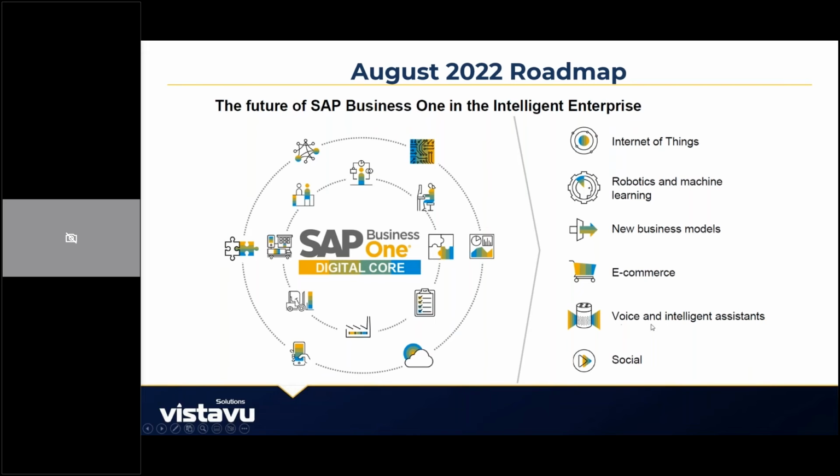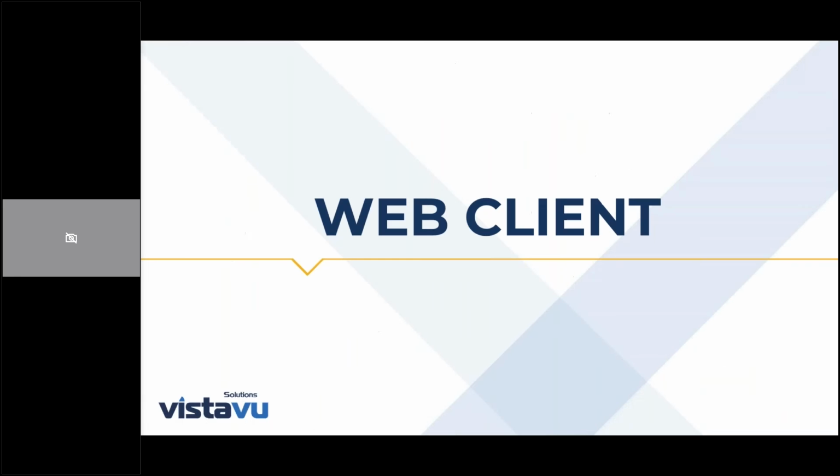And then we also have voice-based and intelligent assistants. There are several things that SAP has published. If you'd like to work with Alexa, or something else along those lines, we could do that, as well as social integrations. So again, it's just an underpinning of how SAP Business One is going to be able to sit at the core and rationalize and maintain all of your data and security, but you can extend it. And with that, I'm going to transition into the web client.